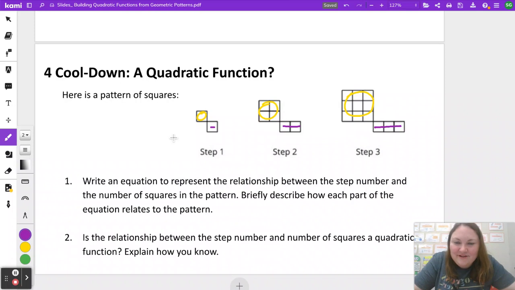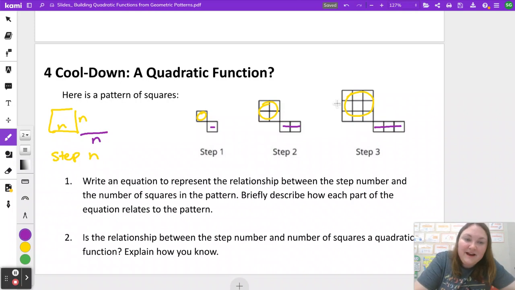And so as I continue this pattern, we notice that for each step number, I'm going to write it over here. For step n, I'm going to see an n by n square. That's how that step number connects to the yellow part of the picture. And then every single time I'm going to see a line of squares that is n long. So for example, step 4 would have a 4 by 4 square and then 4 extra squares there in purple.